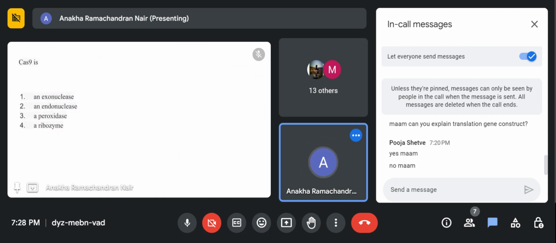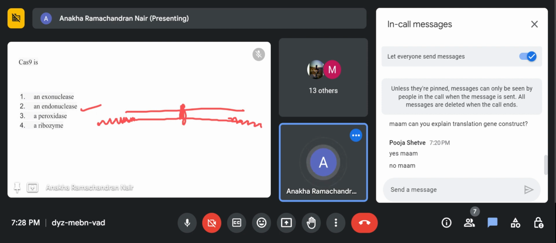Cas9 is an exonuclease, endonuclease, peroxidase, or ribosome. So the correct answer in this case is an endonuclease. It will cut DNA at a certain point within the sequence itself. Exonuclease will cut or degrade the DNA or RNA from the ends. The endonuclease will cut in between.